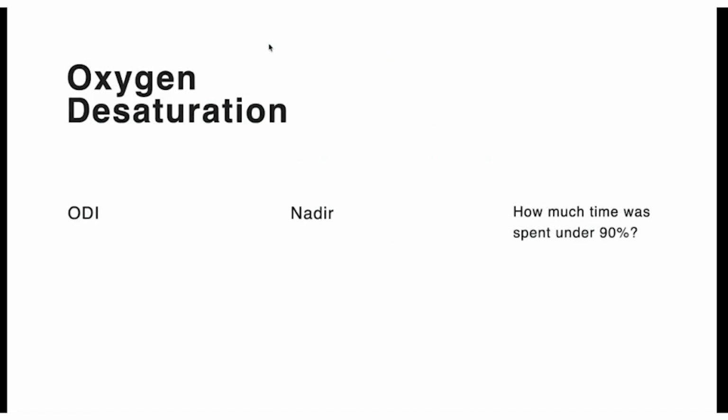And then they also measure oxygen. An oxygen desaturation index is what ODI stands for. A lot of people don't report this. Instead, they look at nadir, which means lowest point. How low did that oxygen drop? And then how much time was spent under 90 is what I look at.